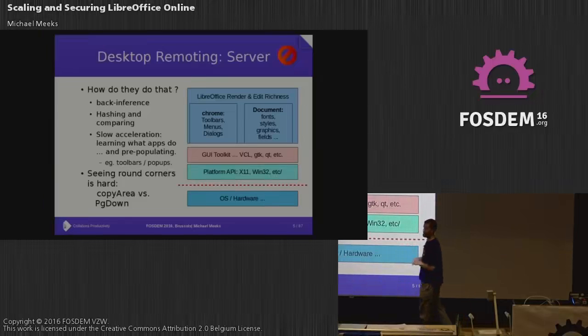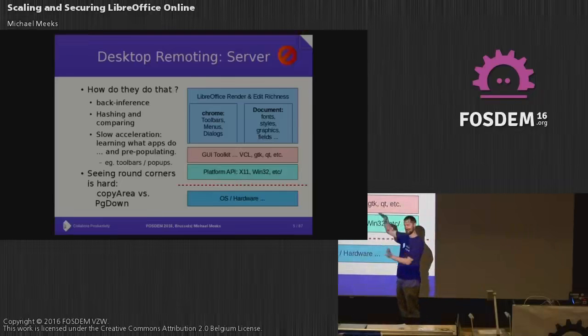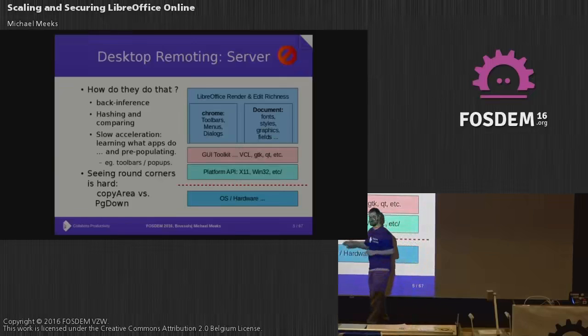And also, it really needs to learn about the application to some degree. So it's fair enough to have cached versions of menus. I think NX does this. When your menu pops up, it knows what was there last time. And it's got that on the client already, so it can do a much better job of responding very quickly, bandwidth-wise. But this takes time. It needs to be pre-populated. Seeing around corners is hard.